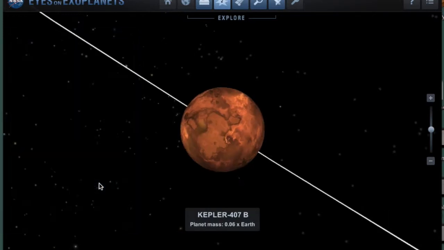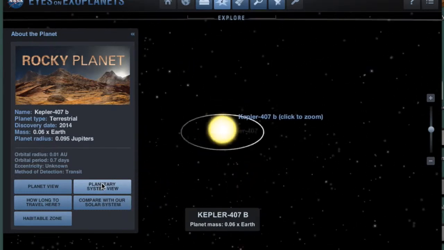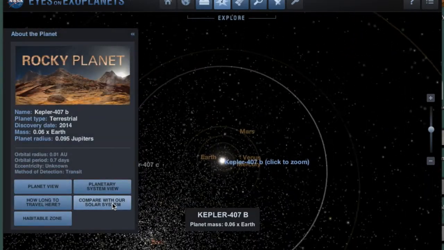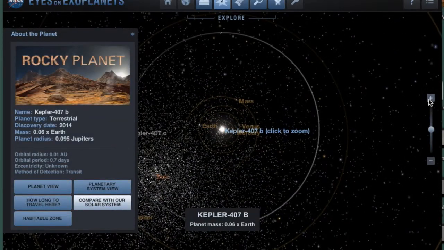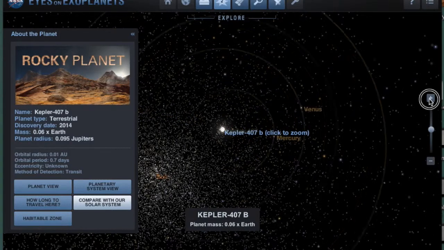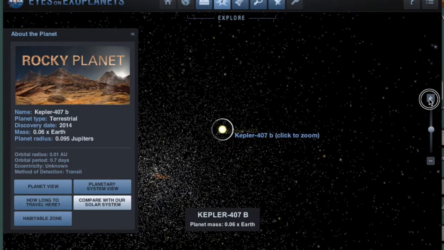In this view, you can view it in its own planetary system. And in this view, you can compare it to our solar system. Notice how when I zoom in, Kepler 407b is closer to its star than the planets in our solar system are to the Sun.